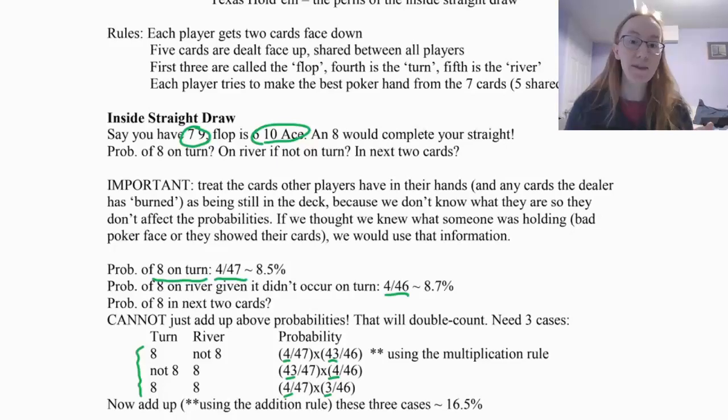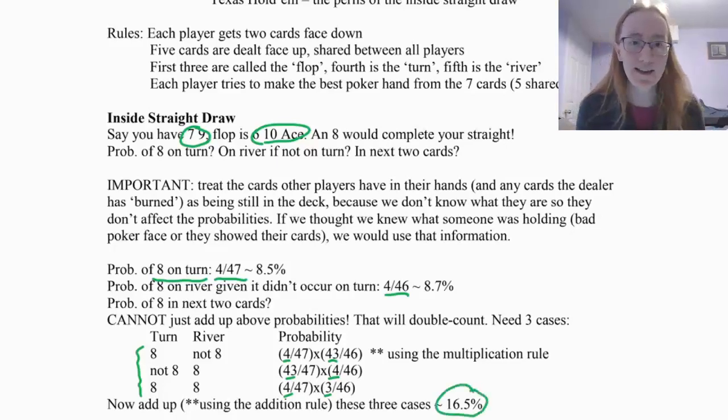So if we add up those 3 cases, we get a big old 16.5-ish%. So not very likely, about 1 in 6 chance of completing your inside straight draw, which is not very good, which is why I am so bad at poker, because I always chase after these. So don't play poker with me. Or, I mean, you probably want to play poker with me, but I'm not going to let you, because I'll just lose all my money.